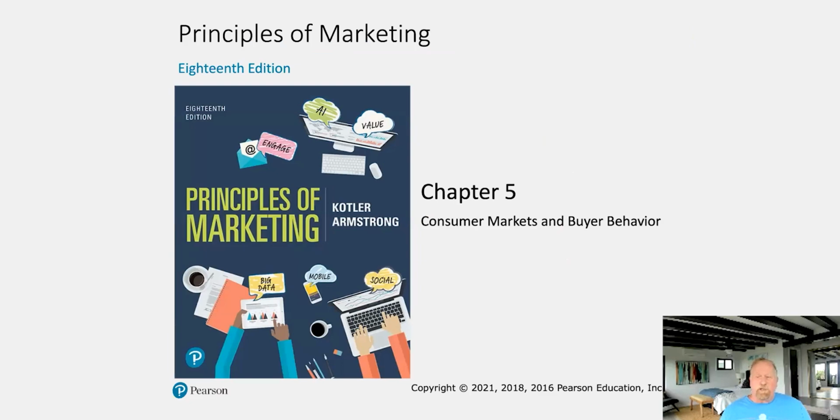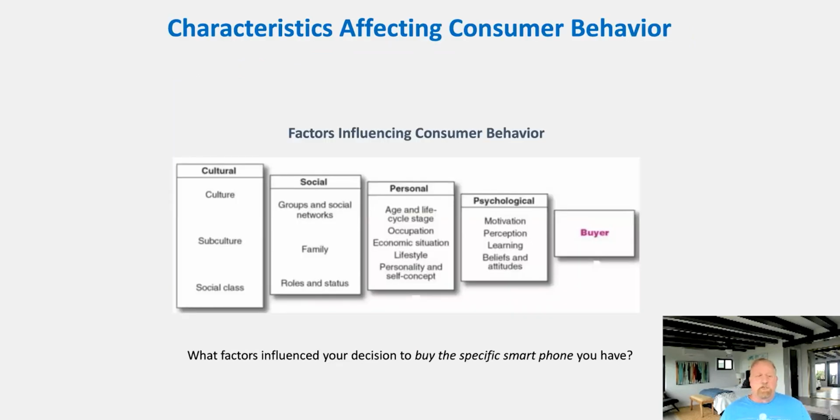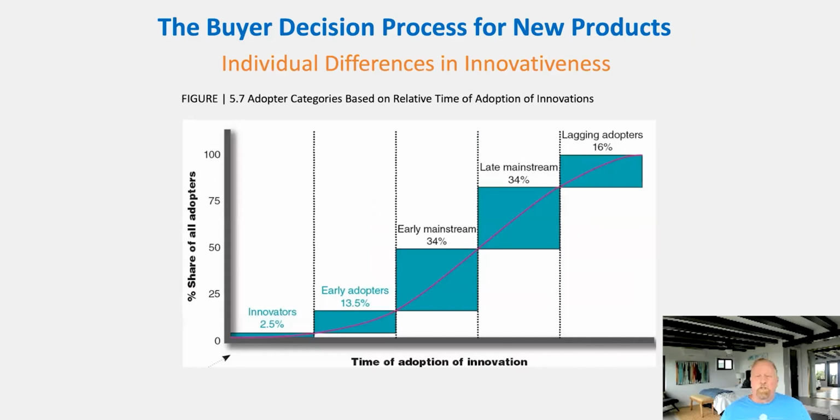And then we move to chapter 5, and this is consumer markets and buyer behavior. Here we talk about cultural, social, personal, and psychological factors in buyer decisions. Remember, this is at the consumer level, the individual consumer level decision making. I talk about how these differences play out in innovation across the innovation adoption time period in new products.